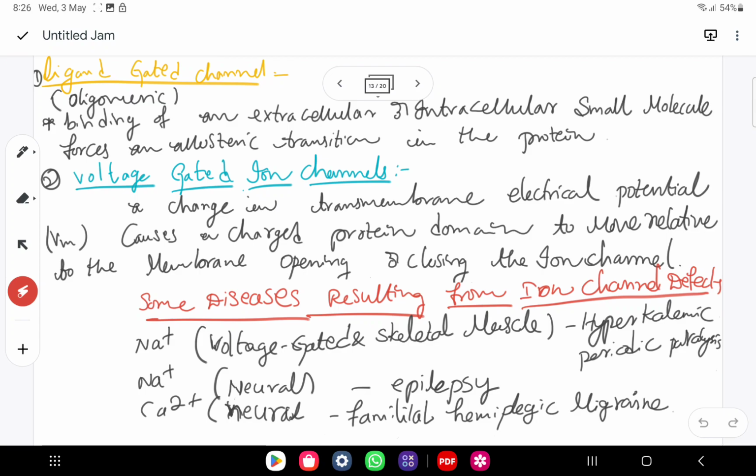Non-specific channels, such as the acetylcholine receptor in skeletal muscle, lead to congenital myasthenic syndrome. Chloride channel blockage leads to cystic fibrosis. So these are some of the diseases which result from ion channel defects. These are what we can expect.